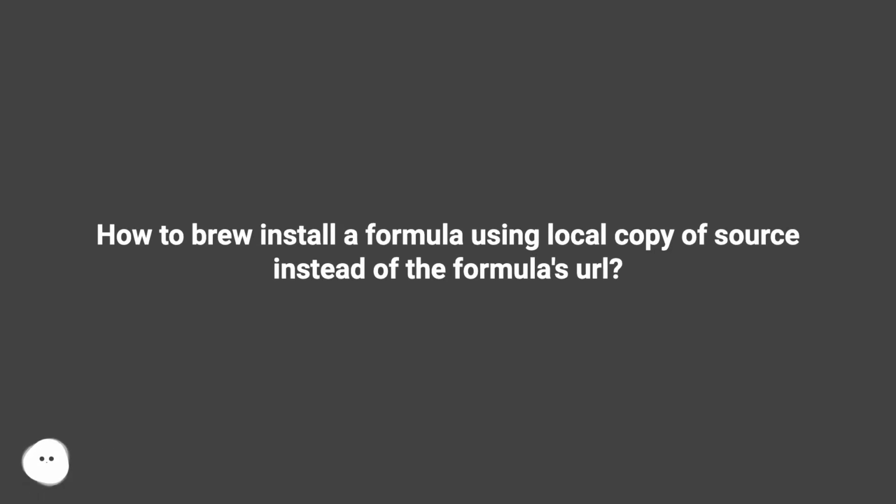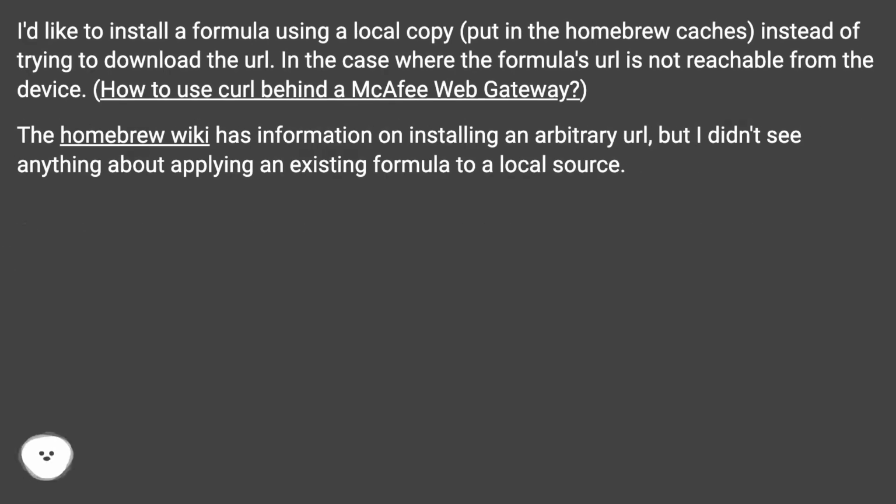How to brew install a formula using a local copy of source instead of the formula's URL. I'd like to install a formula using a local copy, put in the Homebrew caches, instead of trying to download the URL, in the case where the formula's URL is not reachable from the device.